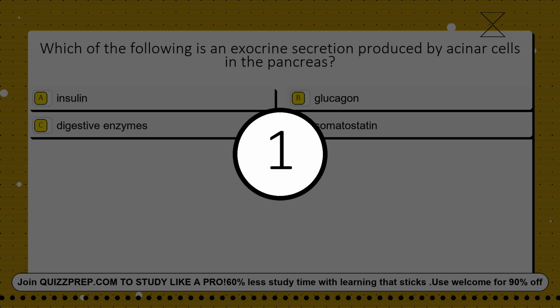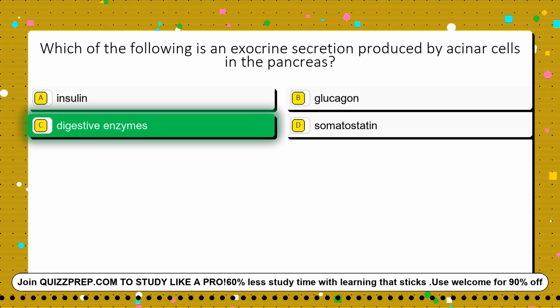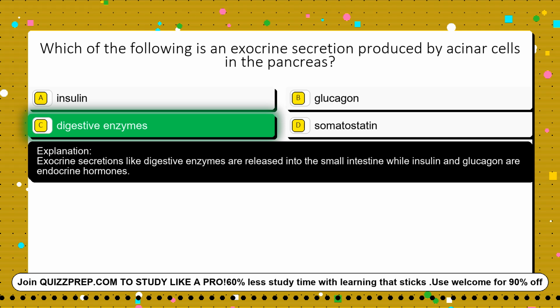The correct answer is option C, digestive enzymes. Exocrine secretions like digestive enzymes are released into the small intestine, while insulin and glucagon are endocrine hormones.